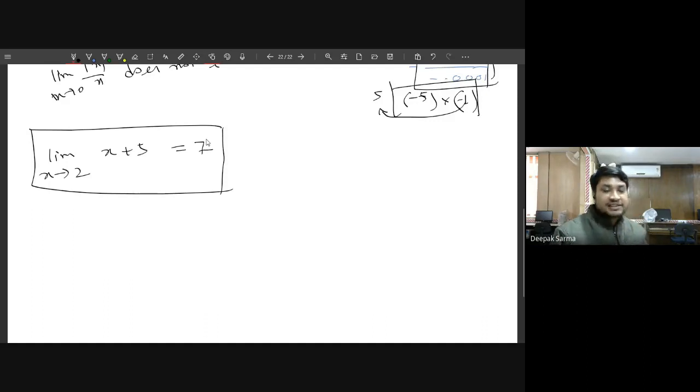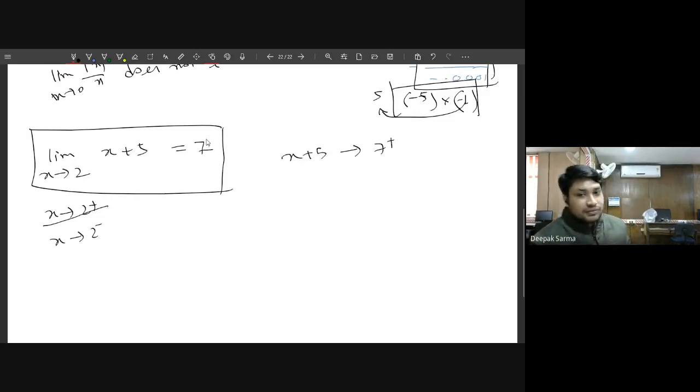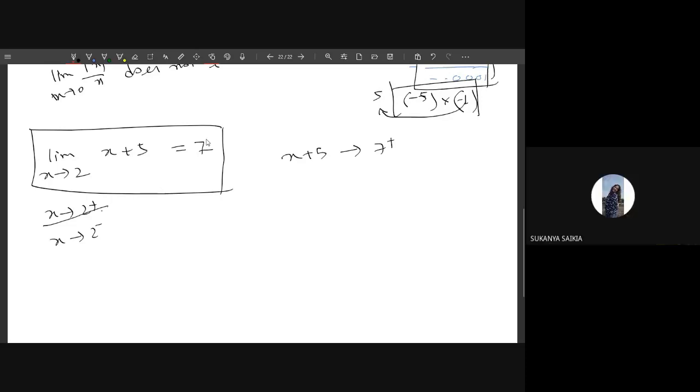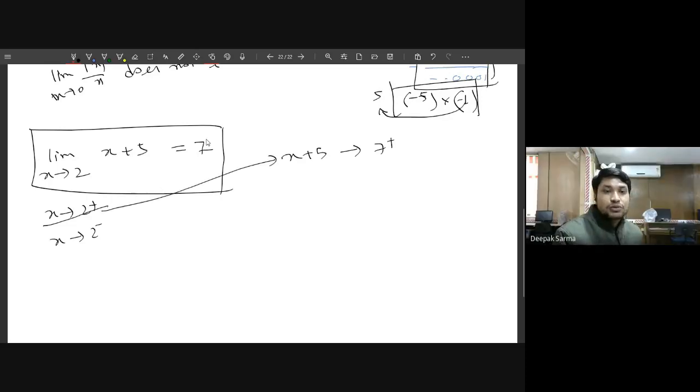Here I haven't used left hand and right hand separately, but if you want, you can write 2 plus and 2 minus separately. Suppose we consider separately, whenever x is very close to 2 but greater than 2, what do I get? X plus 5 will be very close to 7, slightly greater than 7, but it will tend to 7 plus, isn't it? If x is close to 2 plus, I will get 7 plus, means very close to 7. Similarly, if x tends to 2 minus, that is, x is very close to 2 but slightly less than 2, this will give x plus 5, again 7 minus. That is almost approaching the same number, isn't it?